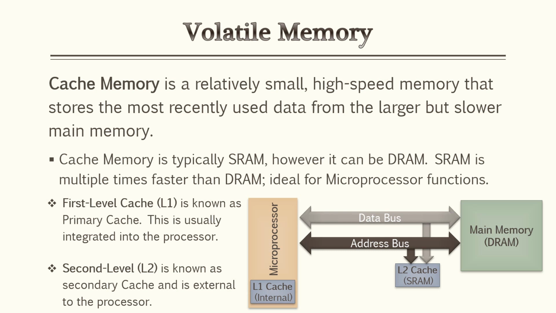Now cache usually consists of two levels. Its first level is known as primary cache. This is usually internal to your microprocessor, and that would probably be your fastest of the two. You also have your second level cache, and that's usually external to your processor. However, it's usually closer than where your main memory is, your main RAM.